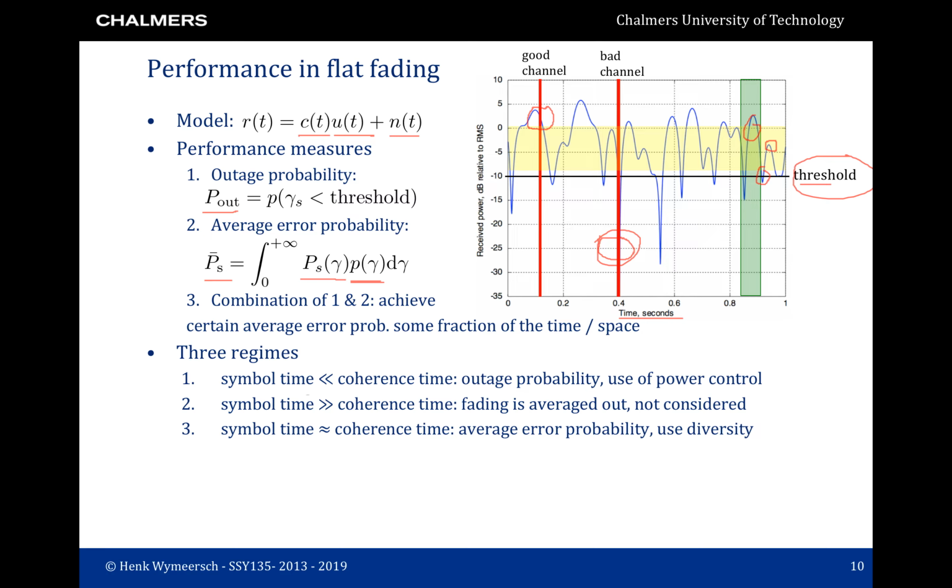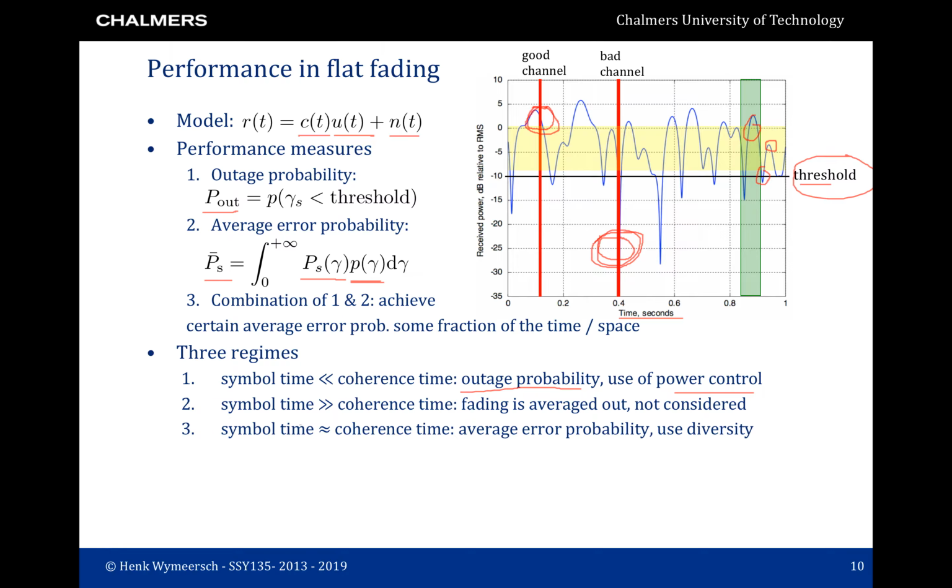First of all, the regime where the symbol time is very small with respect to the coherence time. That corresponds to the red vertical bars in the figure on top. In that case, outage probability is a meaningful performance metric. In the figure, in the first case all the symbols saw a good channel, while in the second case all the symbols saw a bad channel, so there was an outage. If we want to reduce outage probability, we will use power control. In case of a bad channel, if the receiver can report to the transmitter there was a bad channel, the transmitter can use higher power or a different modulation format to improve the performance.